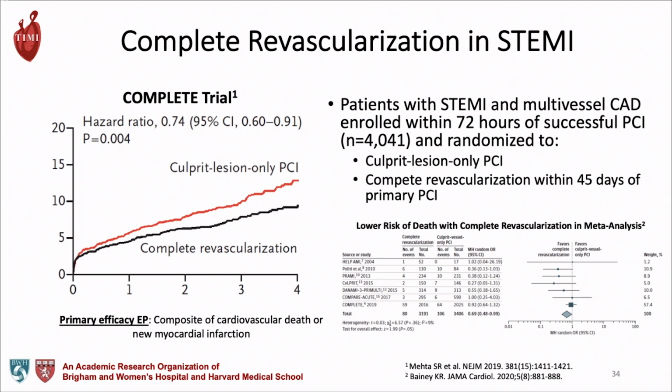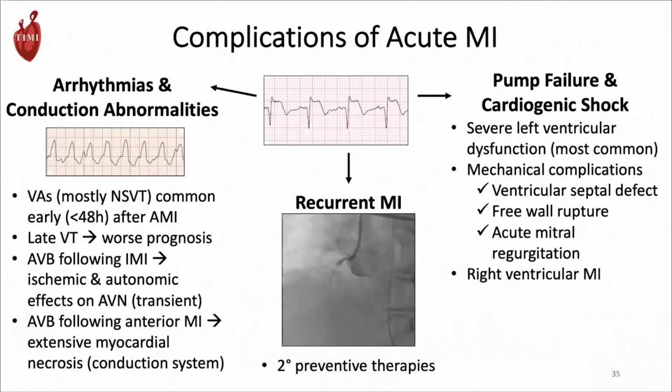As you can see in the figure on the left, complete revascularization reduced the composite of major adverse cardiovascular events. And so now guidelines recommend using complete revascularization in patients with STEMI. The figure on the right is from a meta-analysis that looked at a number of different trials testing the same question and actually did show a reduction in mortality with this approach. And so oftentimes patients will get revascularized, and in some cases they'll get upfront revascularization of their other lesions, and other times there's a discussion of doing staged revascularization.